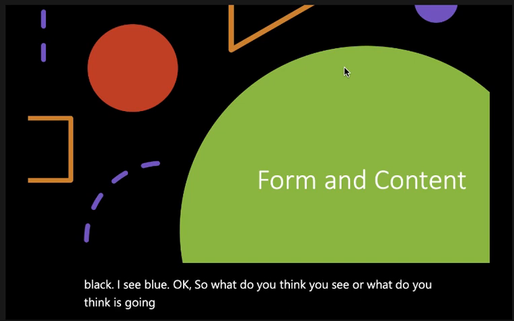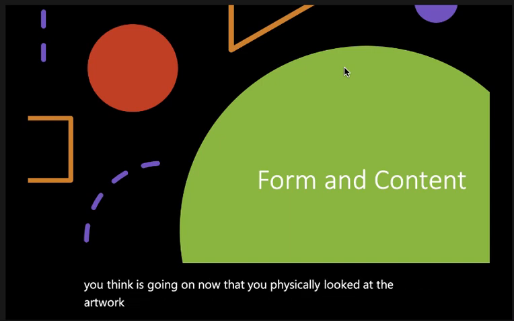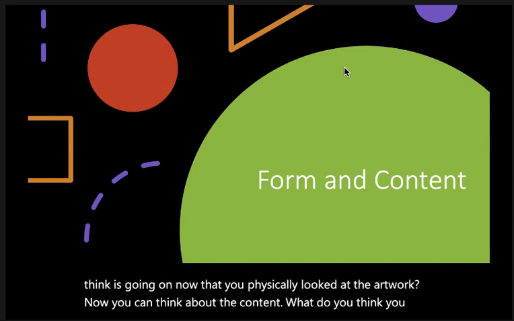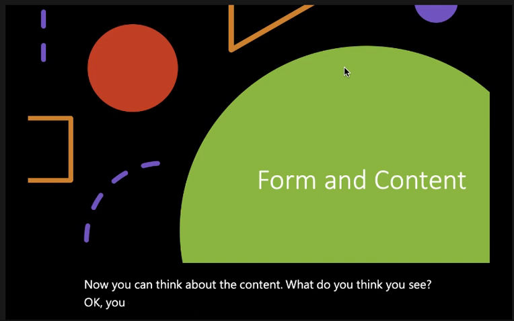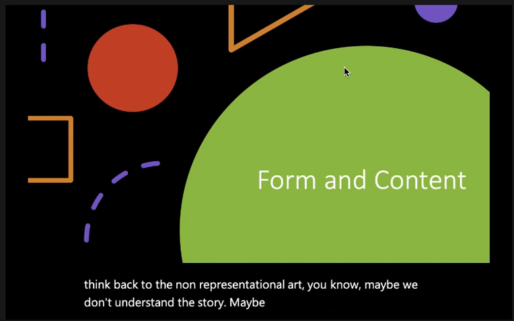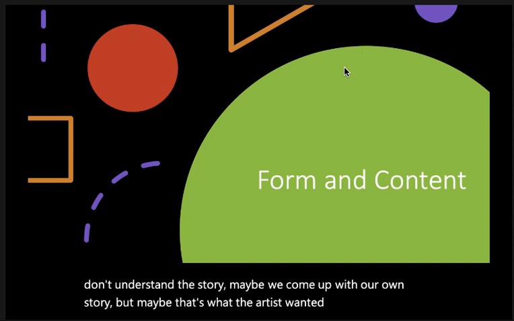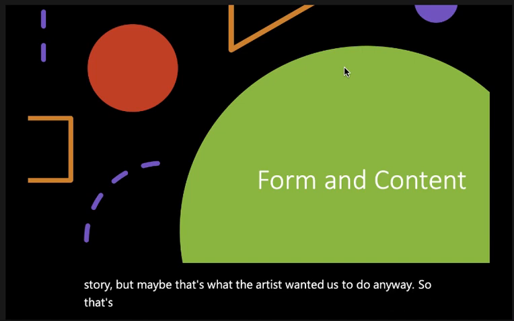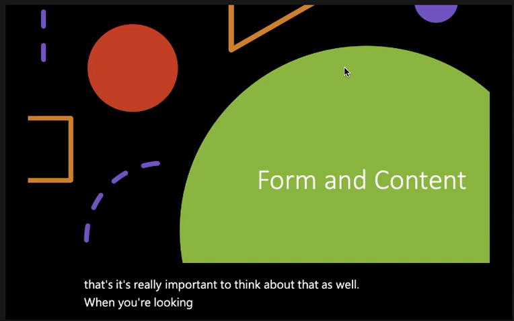Now that you've physically looked at the artwork, now you can think about the content. What do you think you see? Is there a story behind this work? Is there a story at all? If we think back to the non-representational art, maybe we don't understand the story. Maybe we come up with our own story, but maybe that's what the artist wanted us to do anyway. So it's really important to think about that as well when you're looking at these works of art.